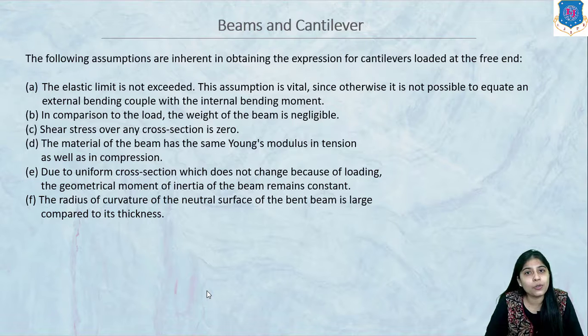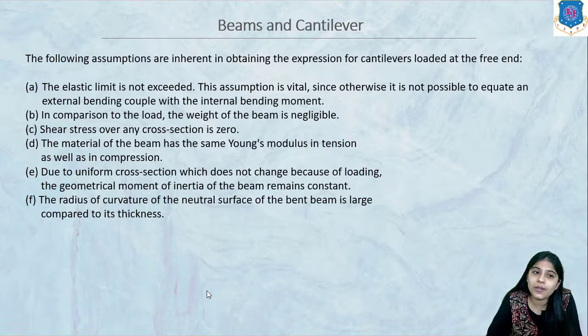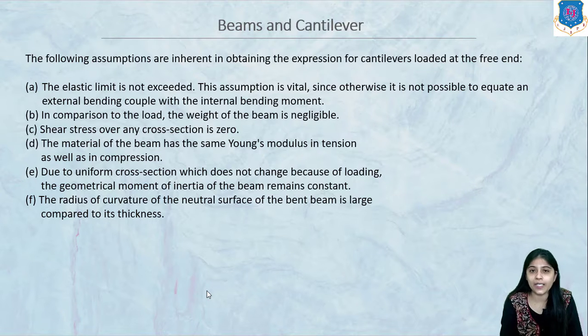The elastic limit is not exceeded. In comparison to load, the weight of the beam is negligible. Shear stress over any cross section is zero. The material of the beam has the same Young's modulus under tension or compression. The geometrical moment of inertia of the beam remains constant, and the radius of curvature of the neutral surface of the bent beam is large compared to its thickness. So these are the basic assumptions.